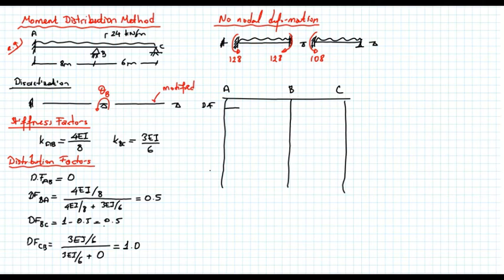So if I have a moment at point A, it will all be carried by the support. Distribution factor is equal to 0. Distribution factor BA is equal to 0.5. Distribution factor BC is equal to 0.5. And this one is equal to 1. Now all nodes are clamped.